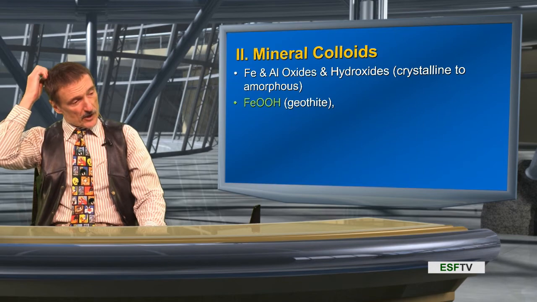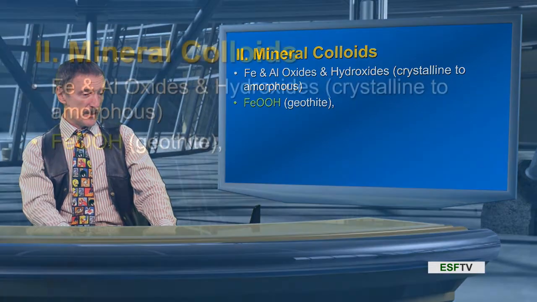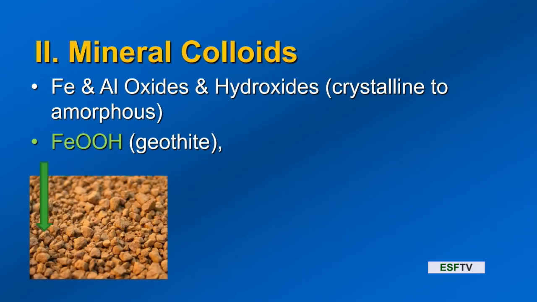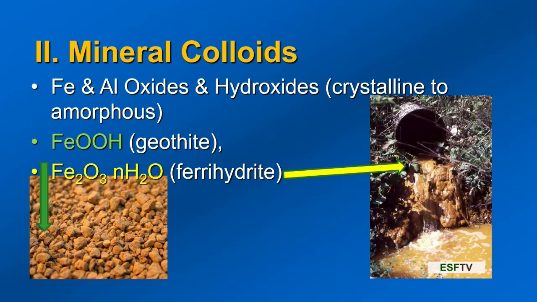Some examples: goethite, FeOOH, and we've talked about this. It gives the soil brownish yellow colors. There's a picture of it. You can see the colors that these goethite coatings leave, this brownish. Ferrihydrite often precipitates, a form of iron, and sometimes you'll see these brown colors. This is ferrihydrite precipitating, these mineral colloids that are iron hydroxides.